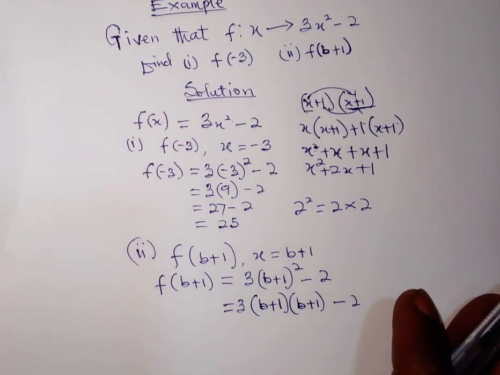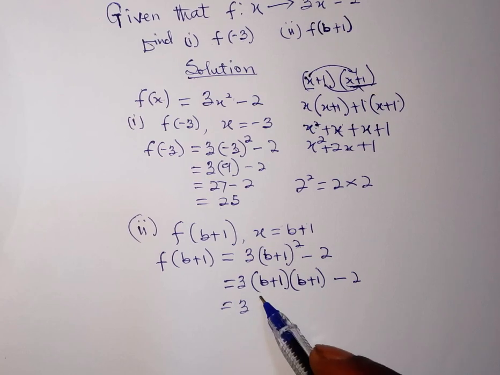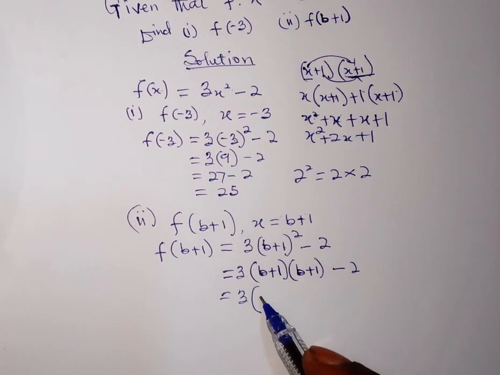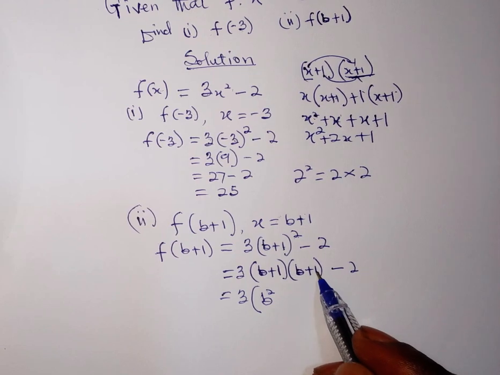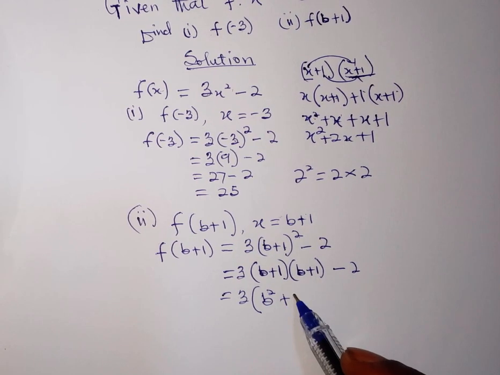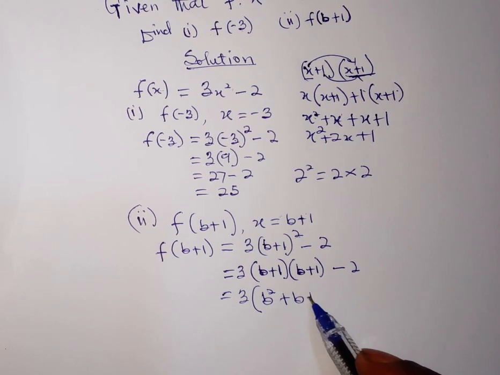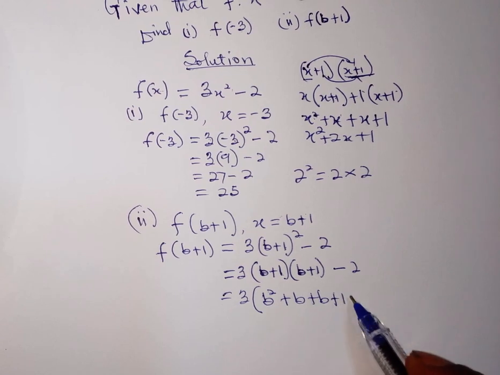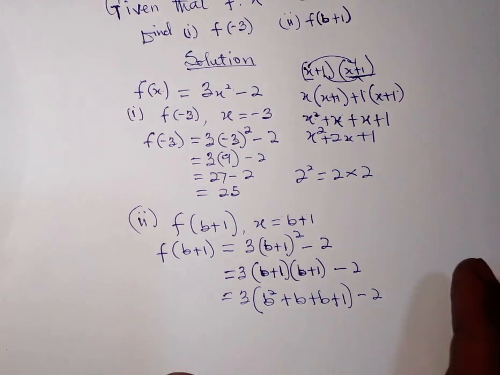All right, great. So if that is the case, then I can maintain my 3 here, open bracket. So this b is going to multiply these b's how many times? So this times this gives me what? B squared. This b will multiply this 1, which will give me what? B. This 1 will multiply this b, which will give me what? B. And this 1 will multiply this 1 and also gives me 1. Okay, minus 2.